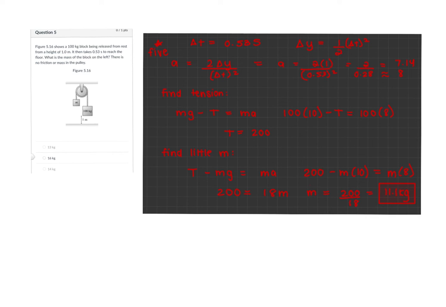Now we want to find the tension going to the left. So we go ahead and plug in that number. 200 minus mg equals ma. So 200 minus m times 10 equals m times 8. So 200 equals 18 m, and then we simplify, leaving the m to one side, so we have 200 divided by 18, which is 11.1 kilograms, which gives us our answer.